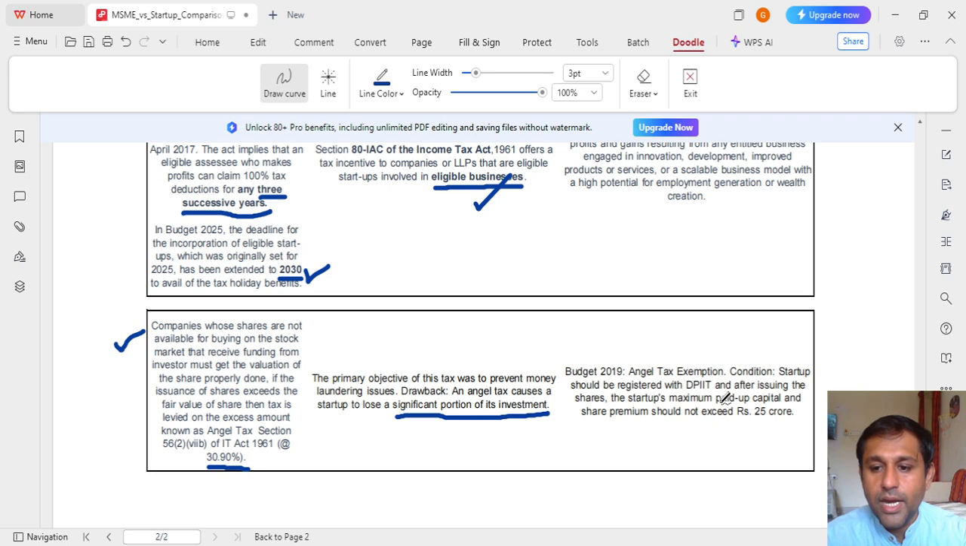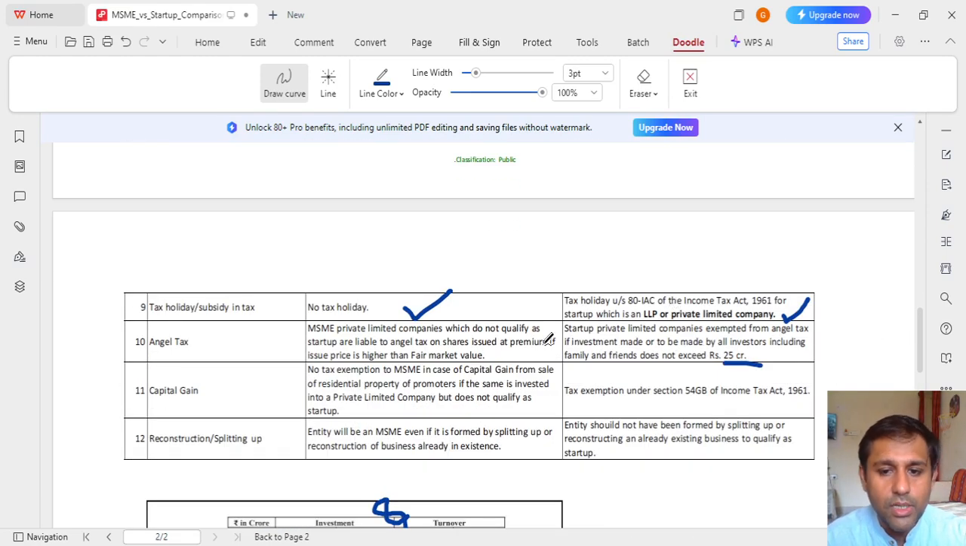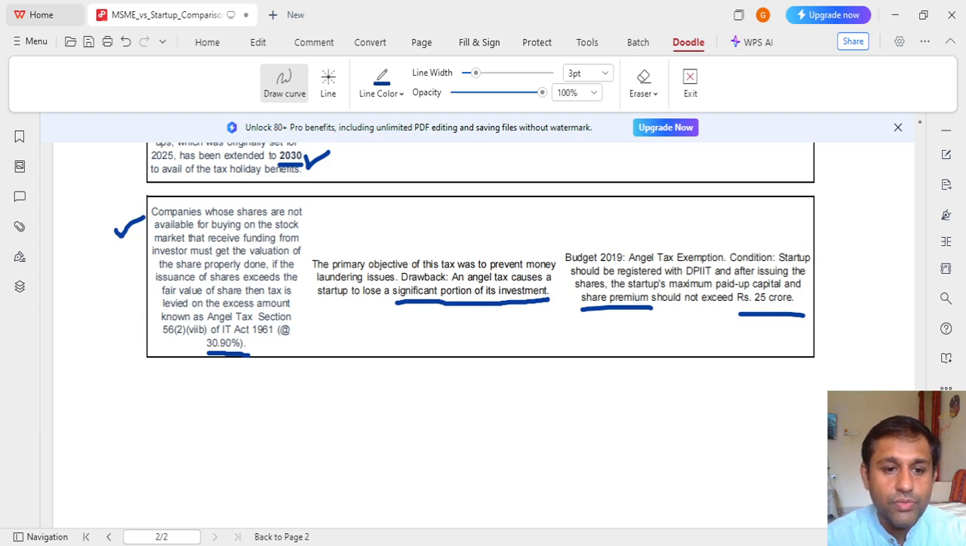The only condition was that the startup should be registered with DPIIT, and after issuing the shares, the startup's maximum paid up capital, including the share premium, should not exceed 25 crore, that we discussed earlier. So whatever funding startups are getting, they will not be required to pay angel tax on that, but that is not the case in MSME. If you invest in an MSME, there is no such exemption available. But in case of a startup, yes, they are exempted under this particular section 56(2)(viib) of the Income Tax Act, 1961.